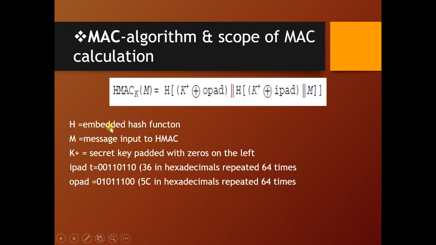So H corresponds to the embedded hash function, M corresponds to the message input to the HMAC, K plus corresponds to the secret key which will be padded with zeros on the left, so that the result will be equal to the block length of the hash code, either for MD5, or if we make use of the SHA-1 hash algorithm, then the block length will be equal to 512 bits.